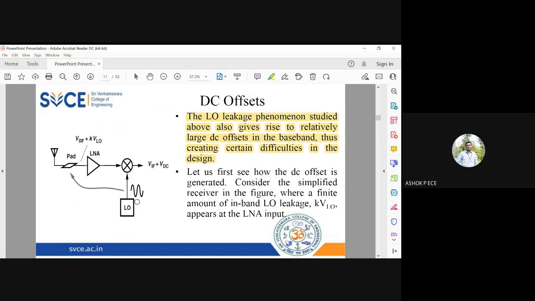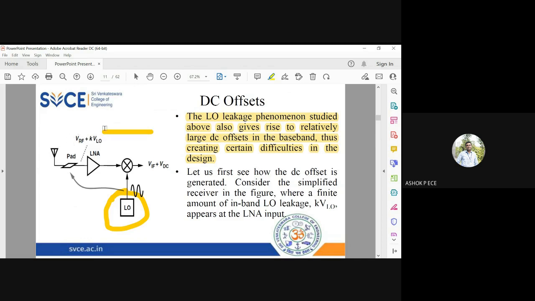So consider the simplified receiver shown here. At the receiver, you will have the voltage from the antenna plus some constant value times your VLO. It is going to be plus k VLO, so it is going to offset your signal by k times VLO. Unwantedly, this signal is shifted in the positive.